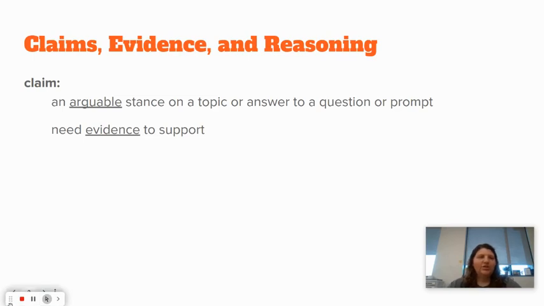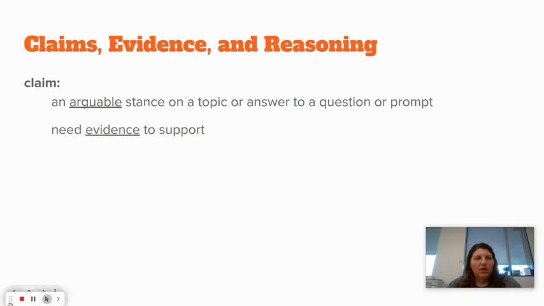As a refresh, a claim is an arguable stance on a topic or answer to a question or prompt. So that means that it's not just a factual statement. An arguable stance has to be something that someone can argue. So it's not something factual like this is room 4012. An example of an arguable stance about the room is that this is the best room on the 4th floor. And of course, our claims need evidence to use as support.